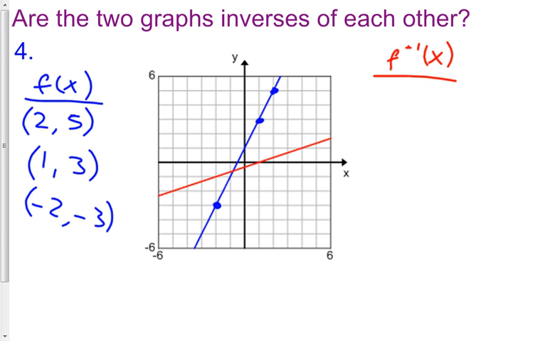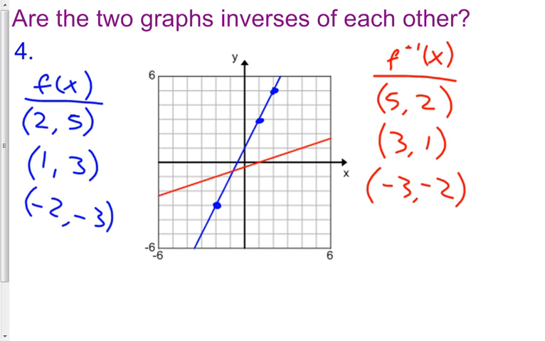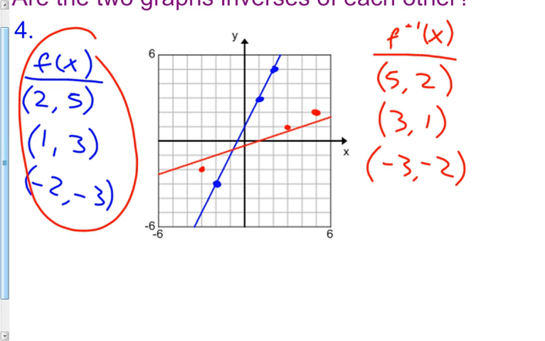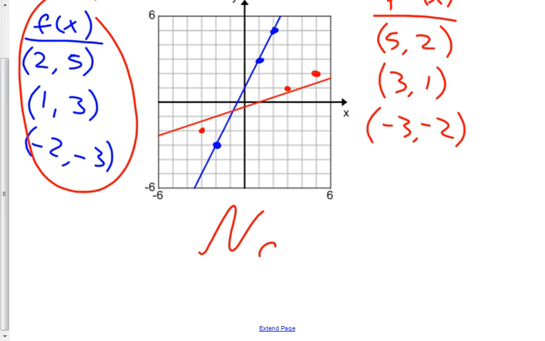If the blue and the red are inverses of each other, here is what the inverse of x should have. It should have 5, 2 by switching the order. It should have 3, 1 by switching the order. And it should have -3, -2. Let's find out. Does our red line contain the point 5, 2? Right, 1, 2, 3, 4, 5, up 2. Uh-oh. It doesn't look like it does. Right 3, up 1. Another no. Left 3, down 2. Nope. That red line does not contain the inverse of this. So that means the red and the blue are not inverses of each other. Are they inverses? The answer is no.